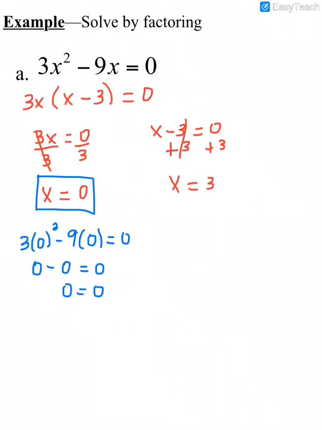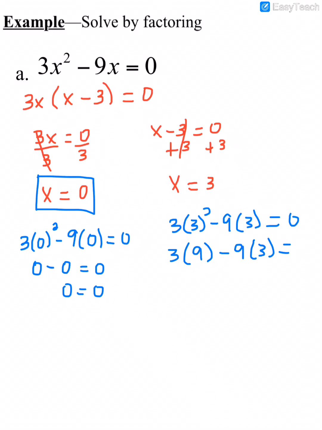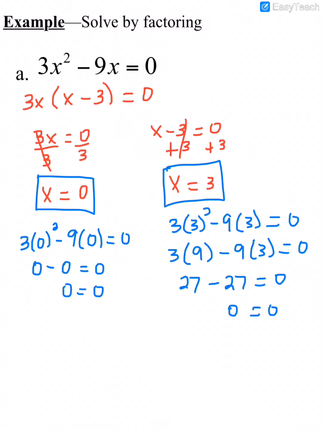And then if I were going to try the 3, if I plugged 3 in to both x's, follow order of operations, we're going to do the exponent first. So 3 squared is 9. And 3 times 9 is 27, and negative 9 times 3 is negative 27, and 27 minus 27 is 0. So these are my two solutions for my quadratic equation.